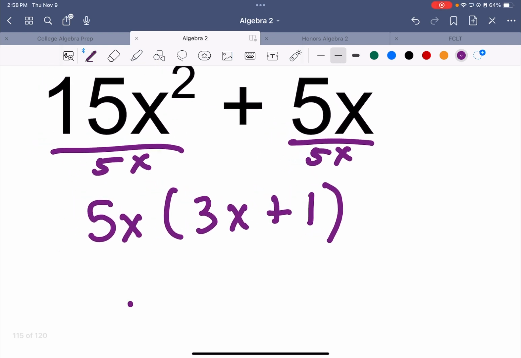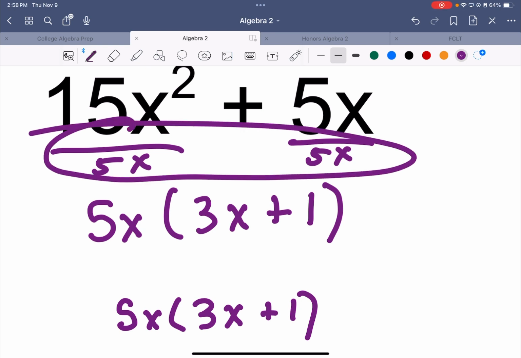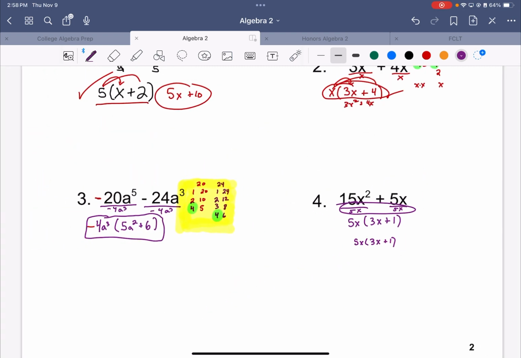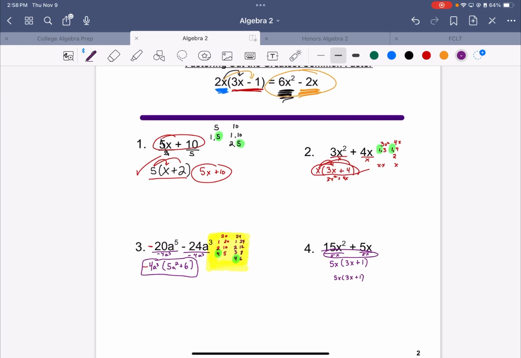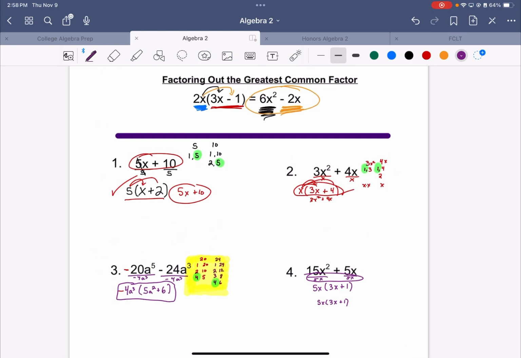Realistically, when I do these, I take that 5x and I say 5 times what is 15? 3. X times what is x squared? X. 5x times what is 5x? 1. I don't list this all the time, but it's a good habit to be in. That's mathematically why it's done like that. And again, GCF, GCF, GCF. Always do that first. Any questions with factoring using GCF? Taking out a common factor.